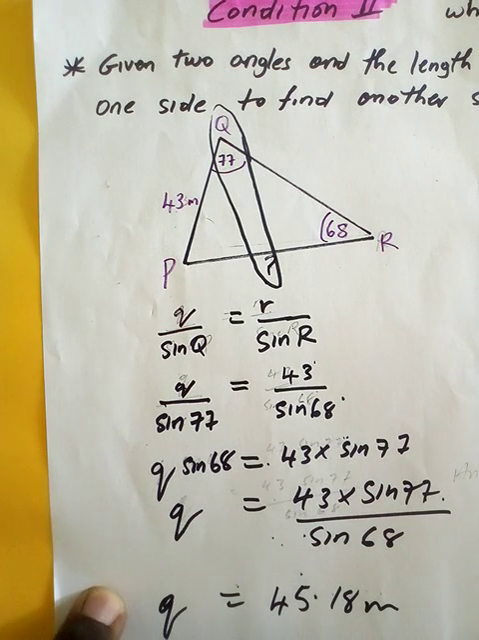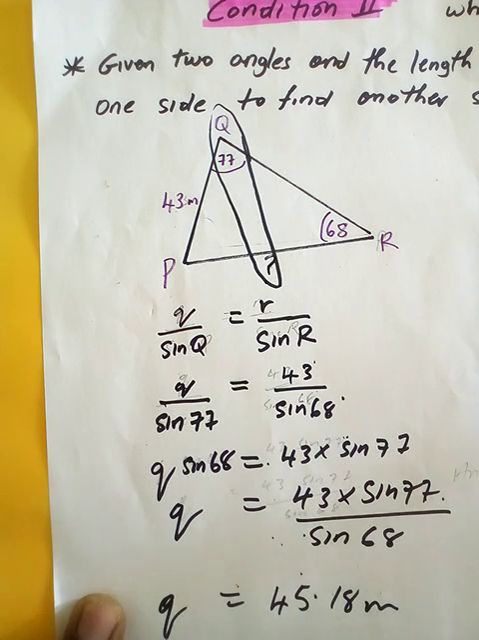Okay, so there are two conditions. Condition 1, two sides and an angle. Condition 2, when you're given two angles and a side to find the length of another, and it's not a right angle triangle, we use the law of sines or the sine rule.